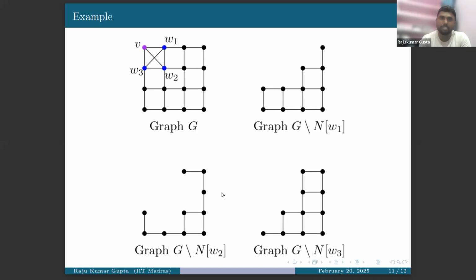So these are some tools to compute the homotopy type of independence complexes of a given graph G.